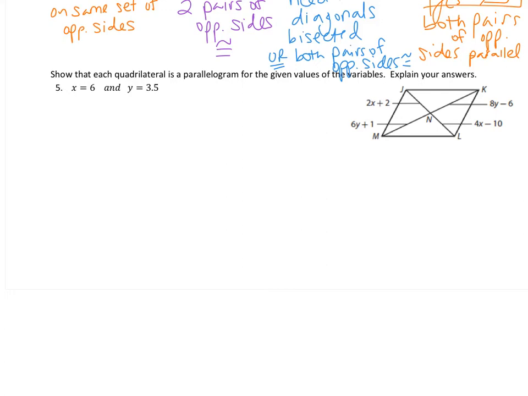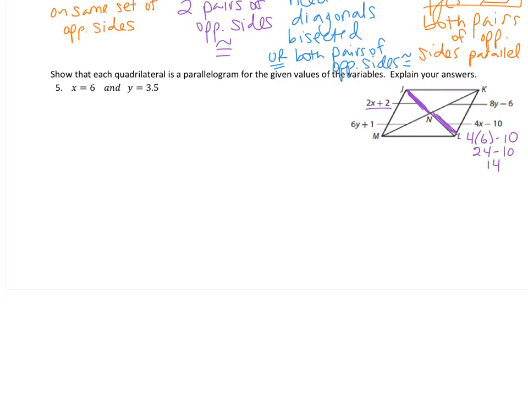With question number 5, we need to use the values that are given, so x equals 6 and y equals 3.5, to put into the x and y values in our picture to determine if we have enough information then to say that this quadrilateral is a parallelogram. And if we do that for the first pieces, I'm going to do the x's in purple. If x is equal to 6, that gives us 4 times 6 minus 10. So that is 24 minus 10. So 14 is that piece.